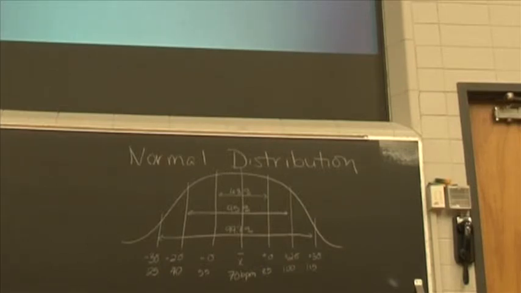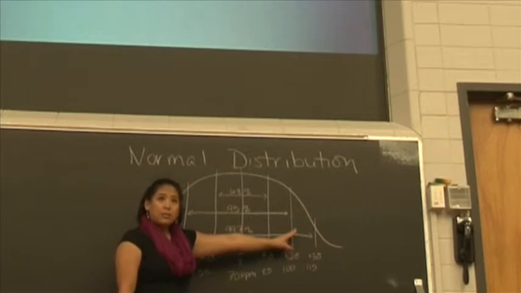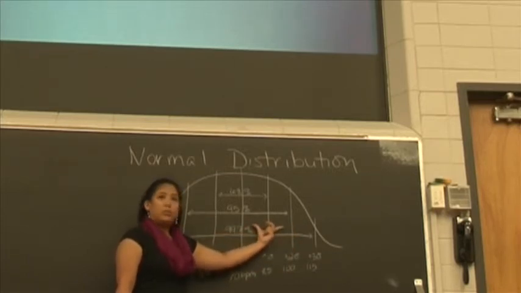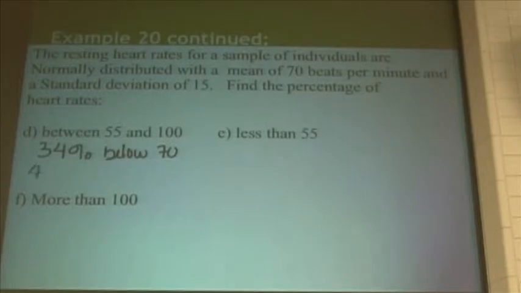Now, going in the other direction, we just saw this in the previous one. We're going to 100, 2 standard deviations to the right. Okay, so how much was right here? 47.5. That's the one that we found in the last one. So, the 34% from the 1 standard deviation to the left, plus the 47.5, the 2 standard deviations to the right. That goes from 55 to 100. Put it together, you get 81.5%.